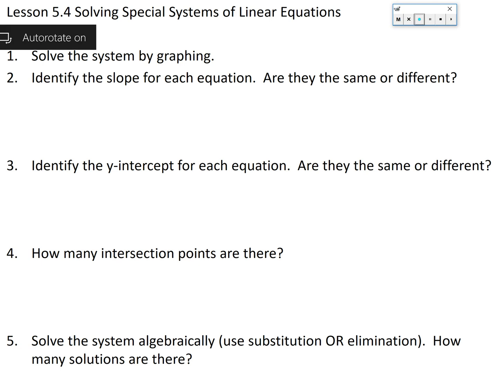All right, so what we're looking at today, if you look at our section title, it says we're solving special systems of linear equations. We're not going to learn another way to solve. So don't be like, oh, Miss Golly, I'm still trying to get things straight with the graphing, substitution, elimination. We're not learning another new way, okay? We're just looking at some special cases for what we've been solving for the last few weeks, okay?